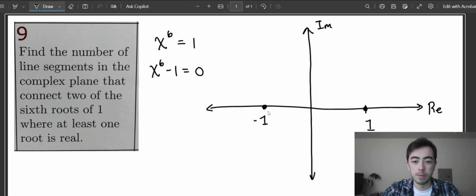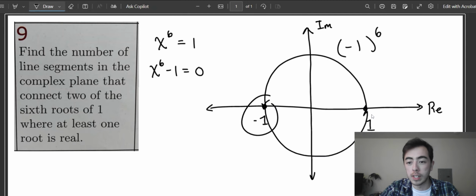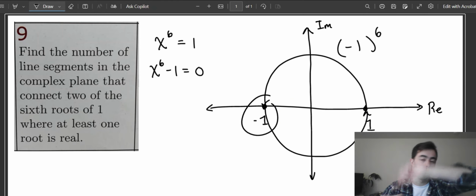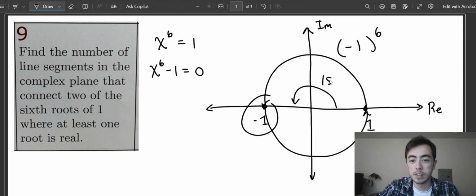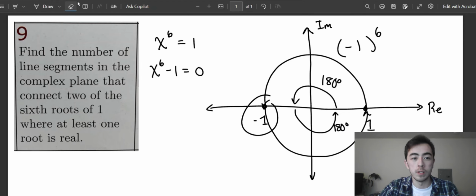Let's start with this -1. When I raise -1 to the power of 6 in the complex plane, I'm thinking about it as 6 rotations, where you start on the real axis, and the first power will bring you to your number. The second power will bring you that same amount of angle. Essentially, this was 180 degrees. And so squaring a complex number in the complex plane looks like a rotation. And so the next one will be the exact same degree measurement, 180 degrees. And I'm going to keep going around in this circle.